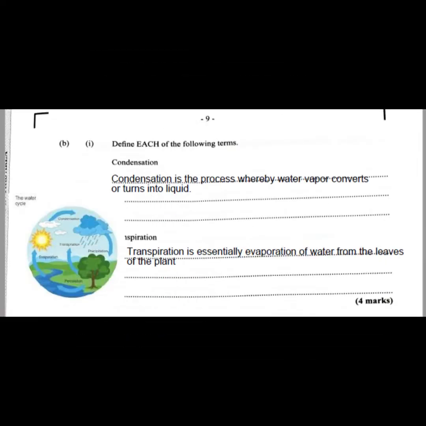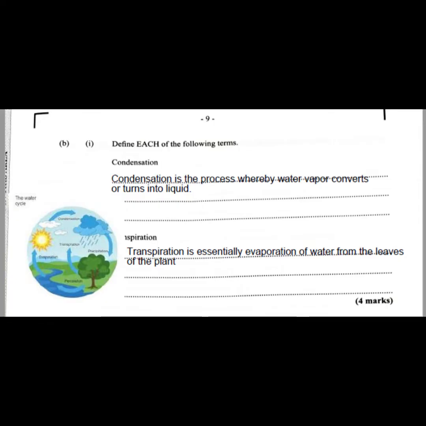So part B to question 2, part B. Part 1 asks that you define each of the following terms. So we're defining the terms condensation and transpiration, and we know that these are terminologies that are associated with the water cycle. So condensation is the process whereby water vapor converts or turns into liquid, while we know that transpiration is essentially evaporation of water from the leaves or from plants.